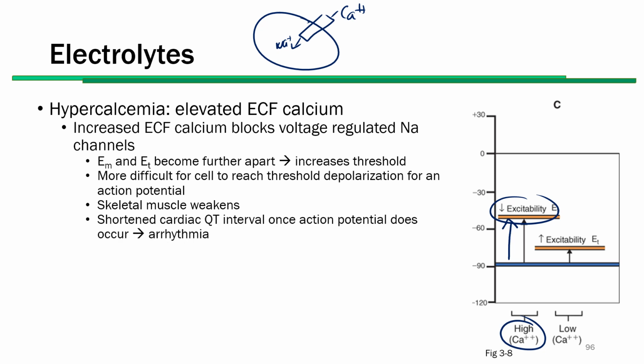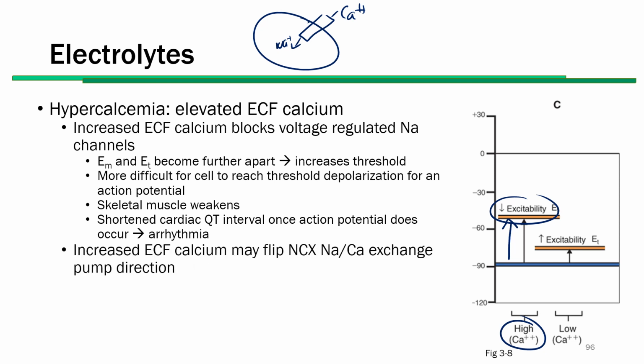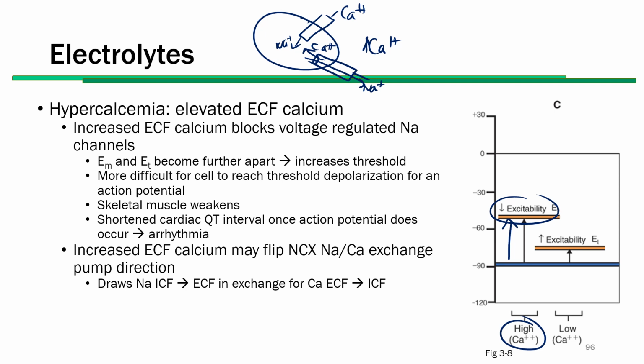The skeletal muscle weakens. There's a shortened cardiac QT interval once that action potential does occur, and that can lead to arrhythmia. With the increased extracellular calcium, remember I said that this sodium calcium pump can go either direction. If the calcium is high, that can pull the calcium in and then pull sodium out, because that can flip, as long as they're going in opposite directions. That's going to draw sodium to the extracellular fluid in exchange for calcium to the intracellular fluid, and that can even make that gap bigger because it's going to hyperpolarize the cell.